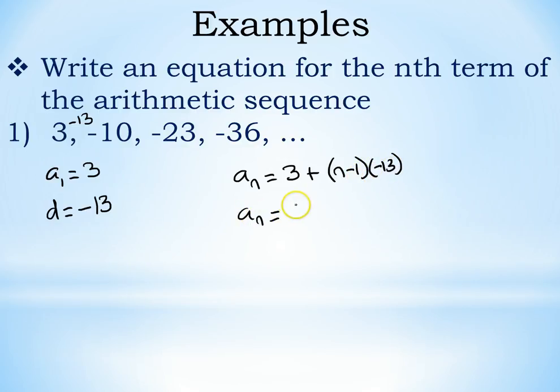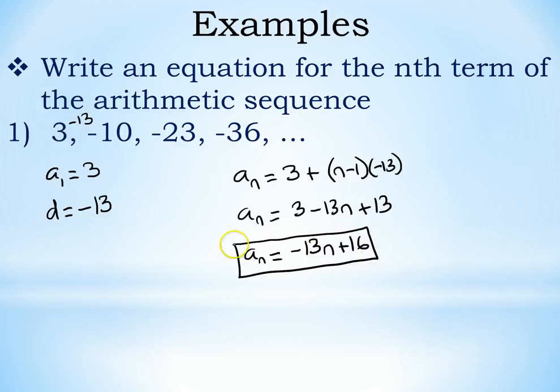When I distribute the negative 13, we'll have 3 minus 13n plus 13. And then when I combine like terms, 3 plus 13 is 16. So my equation, a_n equals negative 13n plus 16. And again, you can plug in 1, 2, 3, 4 for n to verify you're getting those same points if you wanted to. No need.